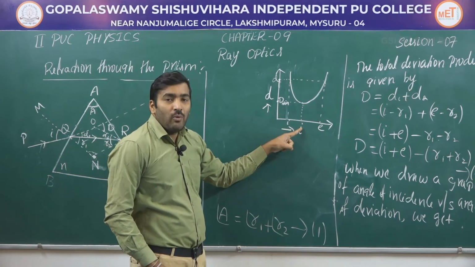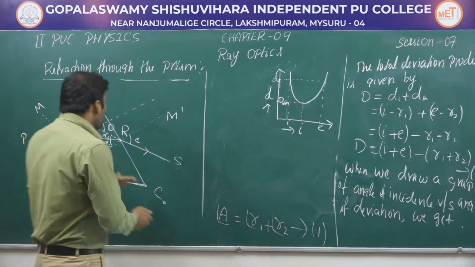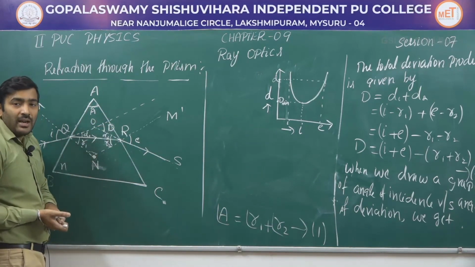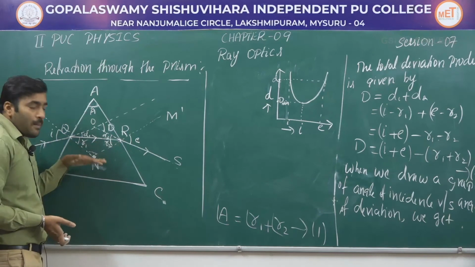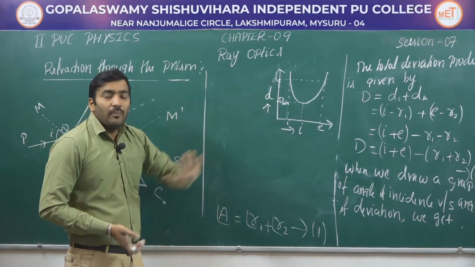We get only one value. So at this condition, the deviation becomes minimum. The angle of deviation is very less. For this minimum deviation, the refracted ray passes parallel to the base of the prism, and that angle is called the angle of minimum deviation.